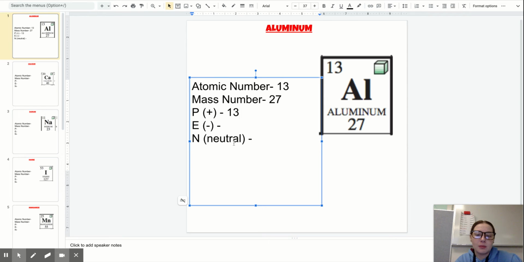All right, and then I'm going to jump down to neutrons. So just a reminder, protons are positively charged. You can think of it like P proton, P positive. Electrons are negatively charged, and neutrons are neutral charged, so they have no charge at all.